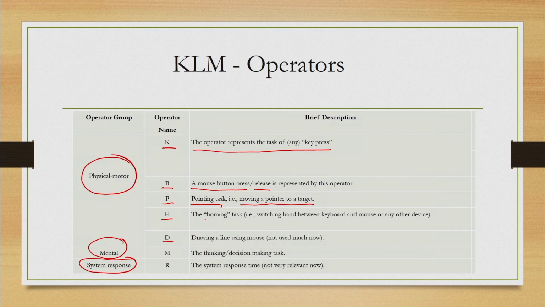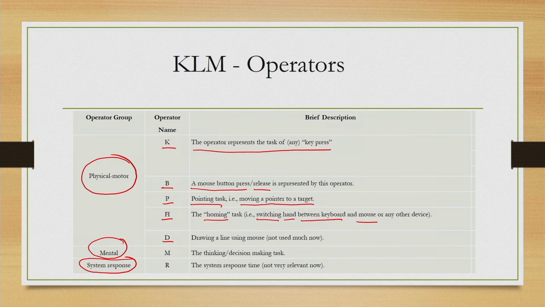H is called the homing task. In other words, it means switching your hand between a keyboard and a mouse or any other device. So, when you are interacting with the help of multiple devices, such as mouse and keyboard together, if you switch between these 2 devices for an interaction task, then you are said to be performing a homing task. And when you switch, that is captured in the form of this operator H.